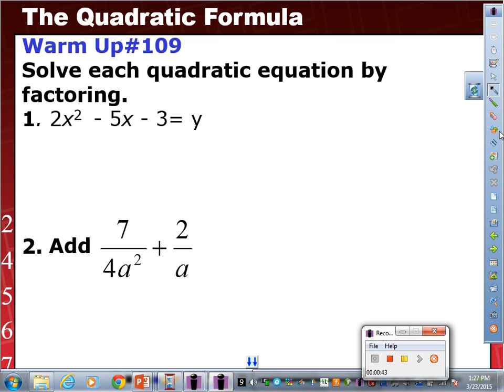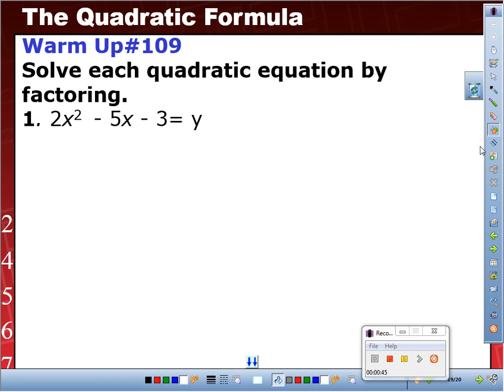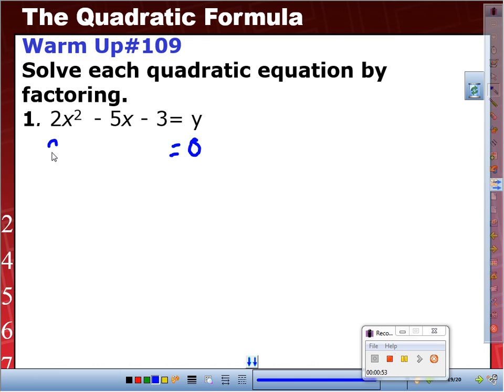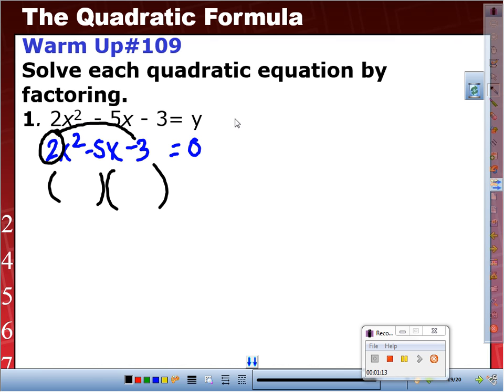Number one. Make some space here. First step, set it in standard form. It's in standard form, solve for y. Step two, substitute 0 for y. This becomes 2x squared minus 5x minus 3. Step three, factor the trinomial. Since there is no pattern, and this has a leading coefficient, I need to multiply this times this. So this becomes negative 6, negative 5. Factors of negative 6 that add up to negative 5 are 1 and negative 6.